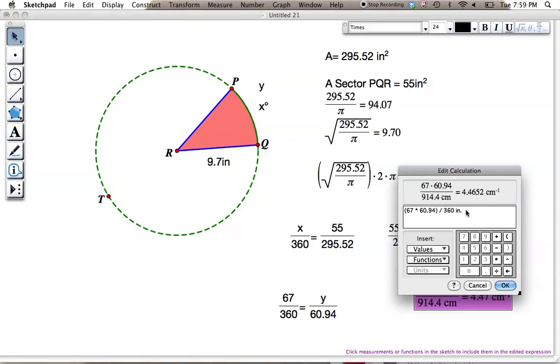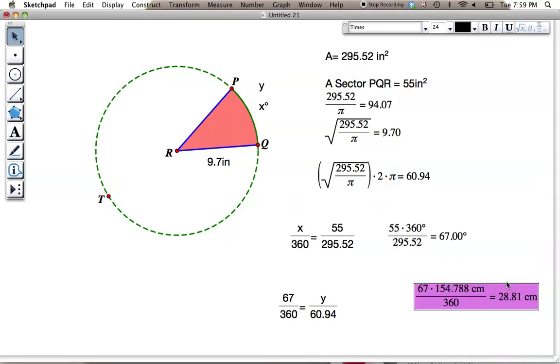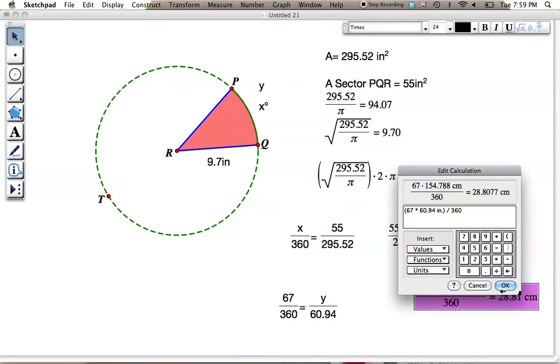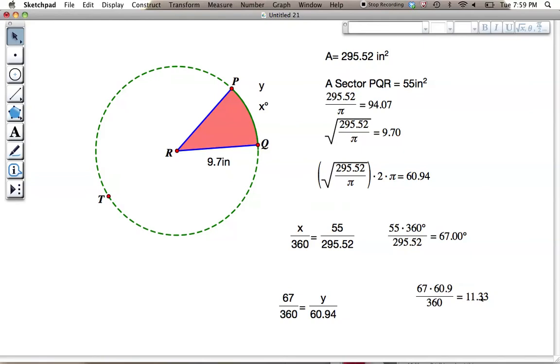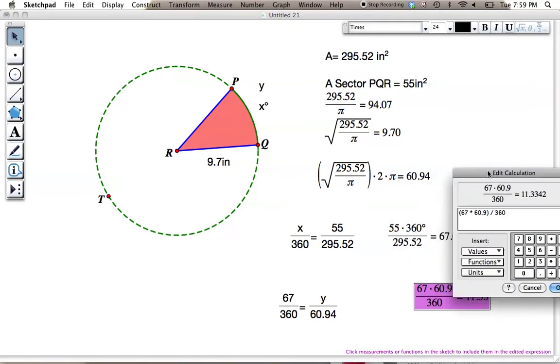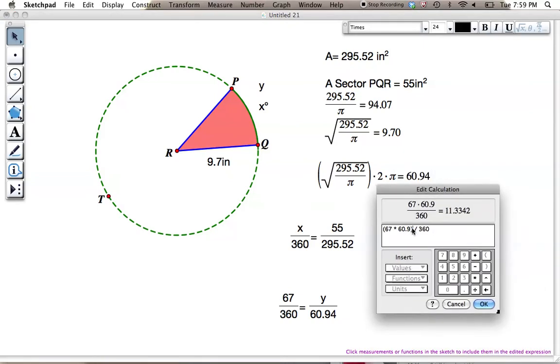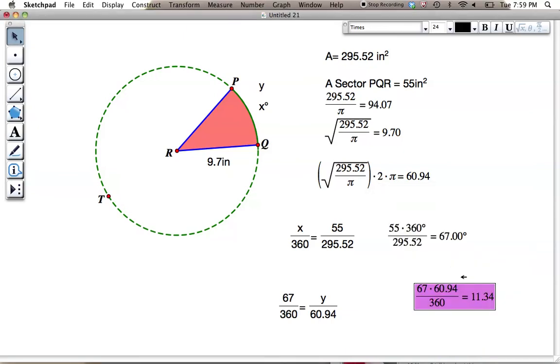I'll just put units here, inches. Oops, let me fix this. 11.34 inches as the arc length of PQ.